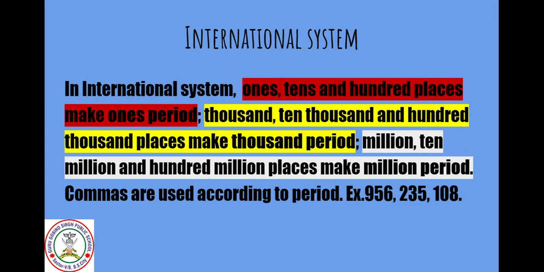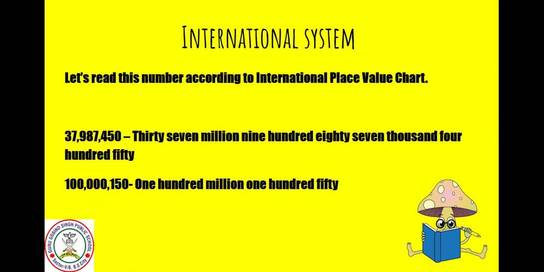In international system, ones, tens and hundred places make ones period, thousand, 10,000 and 100,000 places make thousand period, million, 10 million and 100 million places make million period. Let's read the number according to International Place Value Chart. 37,987,450 and another is 100,150.